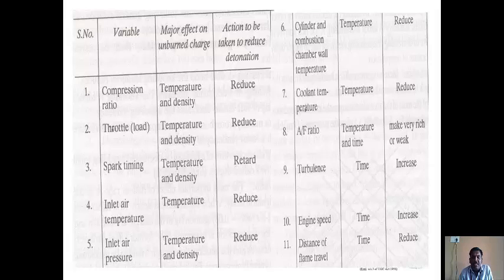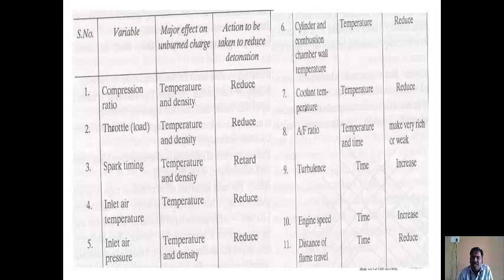Inlet air temperature and inlet pressure: these two parameters must be reduced. That's why most petrol engines are not equipped with a turbocharger or supercharger, because those would increase the inlet pressure and temperature. So the cylinder temperature must be reduced, the coolant temperature also reduced, and the air-fuel ratio made very rich or weak.